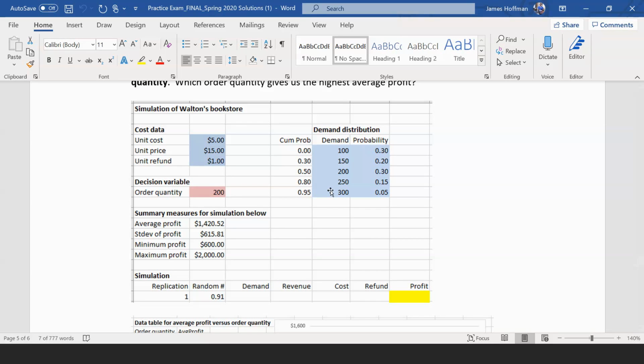These ranges give us the associated probabilities. There's only a 5% chance it's 300, so that's why all the numbers in the top 5 percentile go to this number. So you can see that if it's 0.91, that means it's in that range. It's bigger than 0.8 but less than 0.95, so that gives us a demand which would be reported as 250.